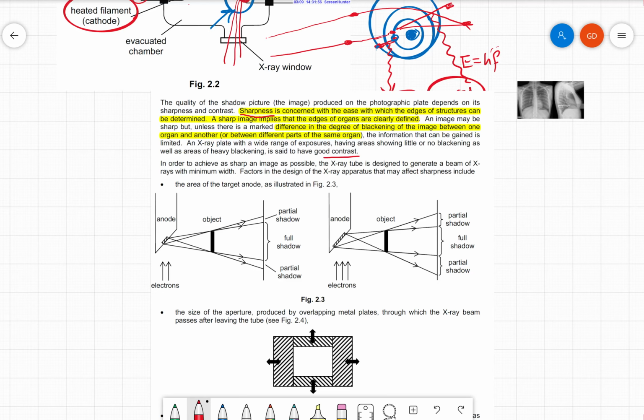Okay, we need to know what is officially the definition of the sharpness. So what is sharpness? Sharpness is concerned with the ease with which the edges of a structure can be determined. Okay, the ease. What do we mean by this? That is how clear the image is, how the edges of an organ are clearly defined and distinguishable. We can recognize organs clearly and easily.